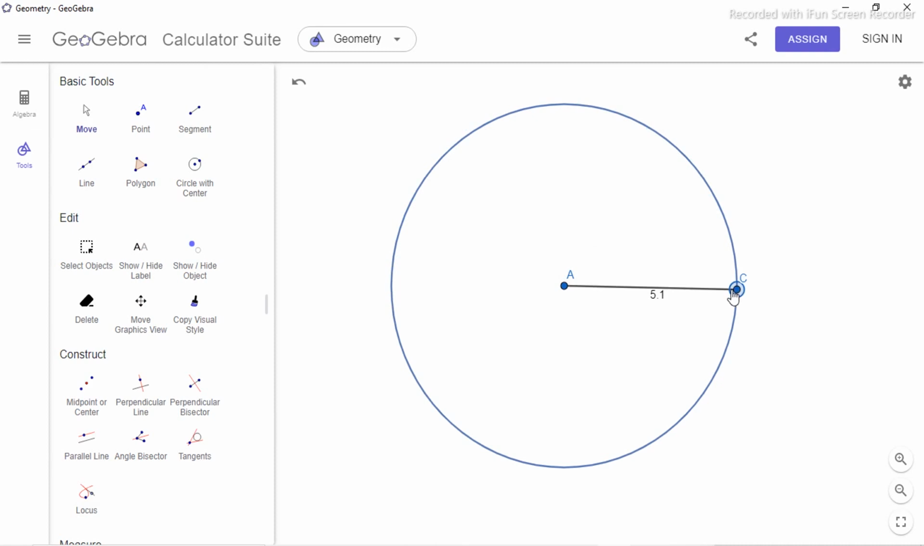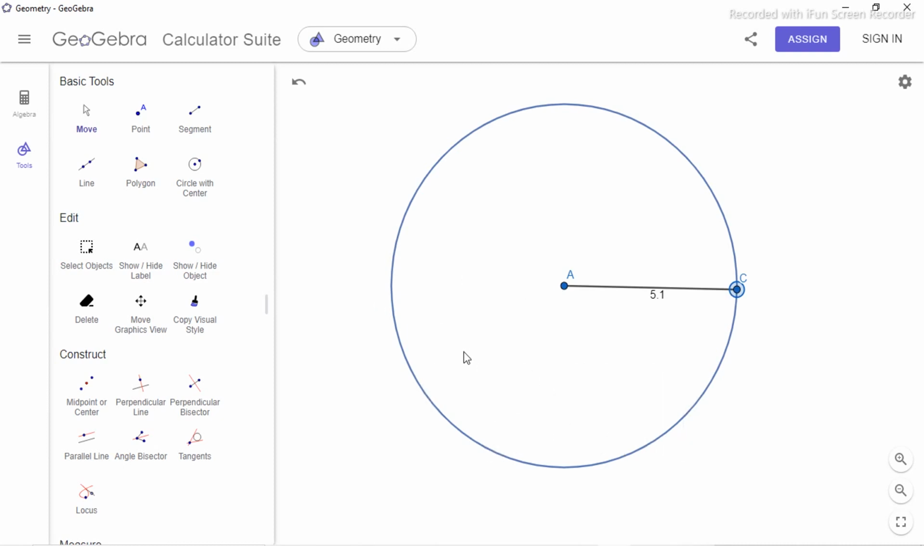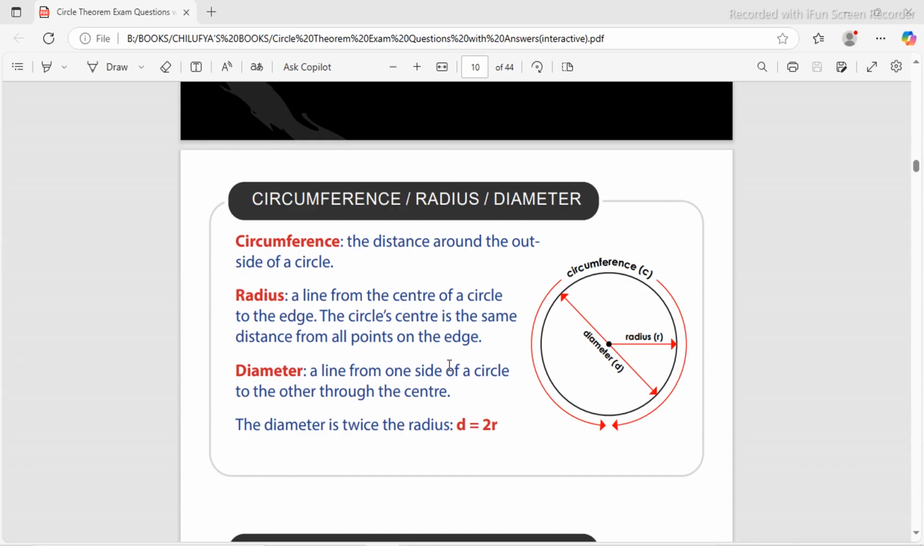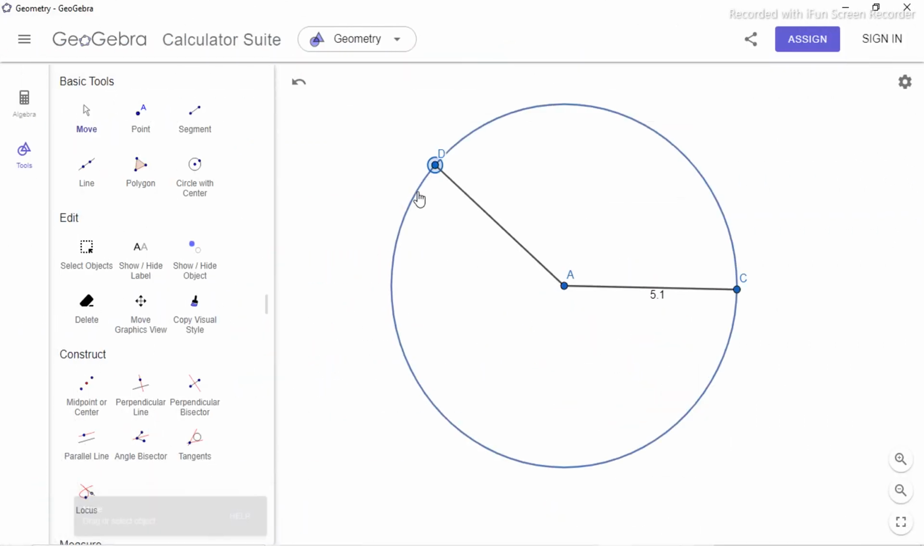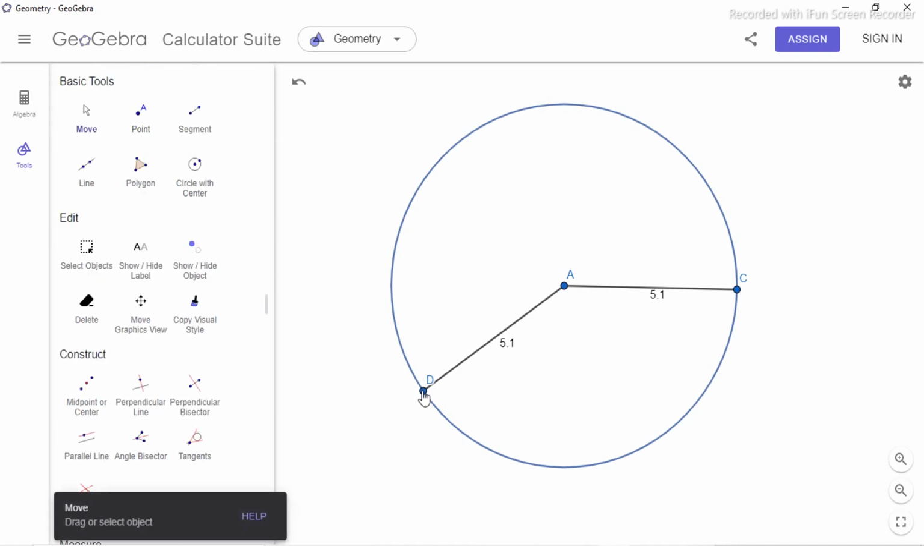Now, when you have more than one radius, there is something that we call the radii, with the double i, pronounced "ray-dee-eye." So this circle here has more than one radius, and therefore we call them the radii. We have DA and AC. As you can see, when we measure the distance, they are the same distance.